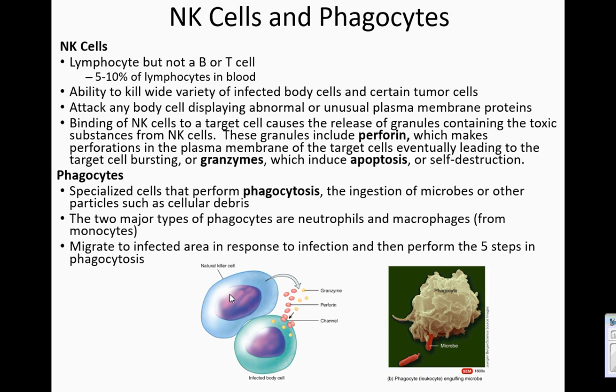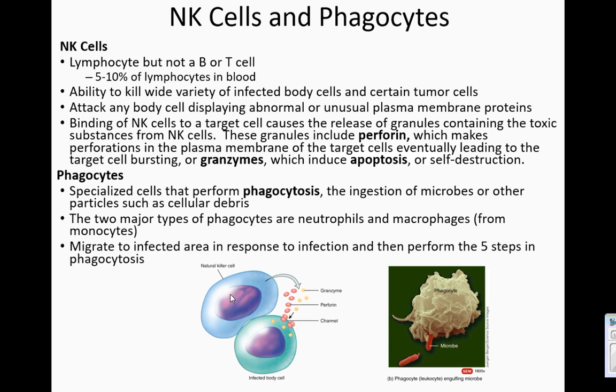Totally, they're only about 5 to 10% of the lymphocytes circulating in our blood, but you can tell based on their name, natural killer, they do kill a lot of things. They have a wide variety of things that they can kill: infected body cells, certain tumor cells, will attack any body cell displaying abnormal and unusual plasma membrane proteins. When they bind to target cells, they can cause the release of granules containing toxic substances from natural killer cells.